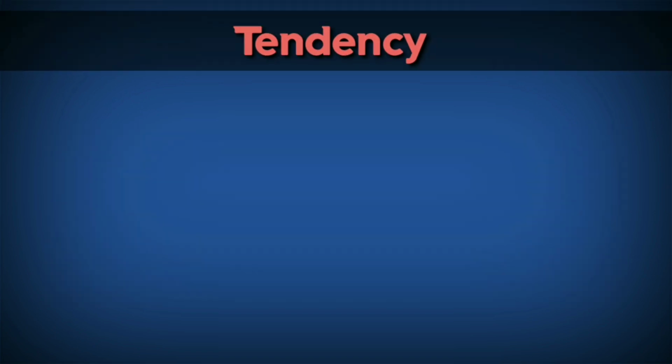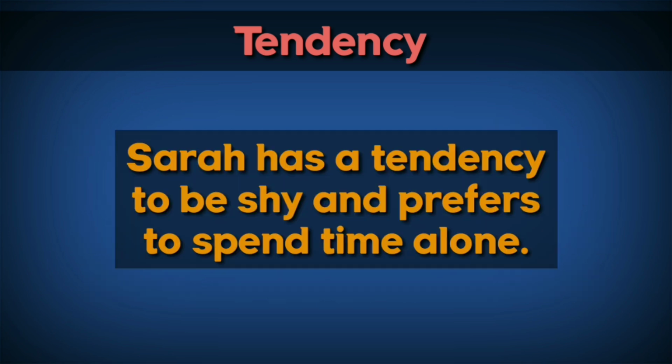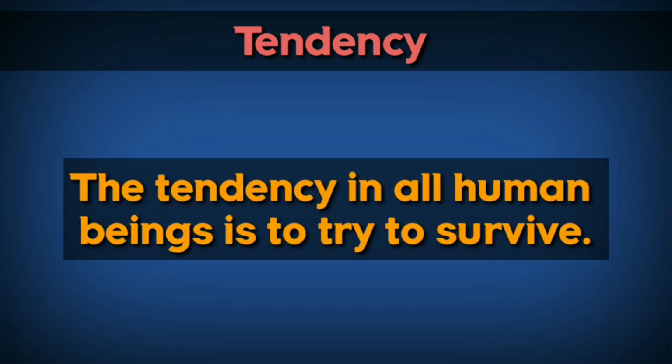Tendency. If someone or something has a tendency to do or become a thing, they are likely to do or become it. For example, Sarah has a tendency to be shy and prefers to spend time alone. The tendency in all human beings is to try to survive.